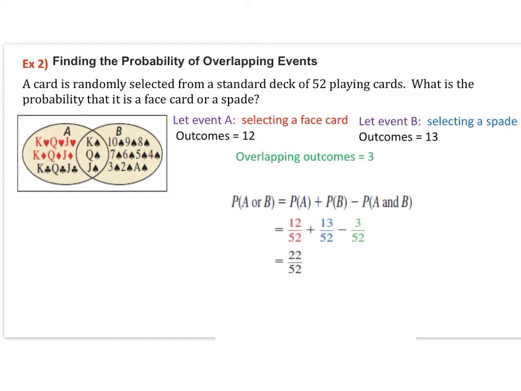So 22 out of 52. And that simplified completely is 11 out of 26, and then converted to decimal, 0.423. So we have about a 42.3% chance of selecting a face card or a spade when we randomly choose from a deck of cards.